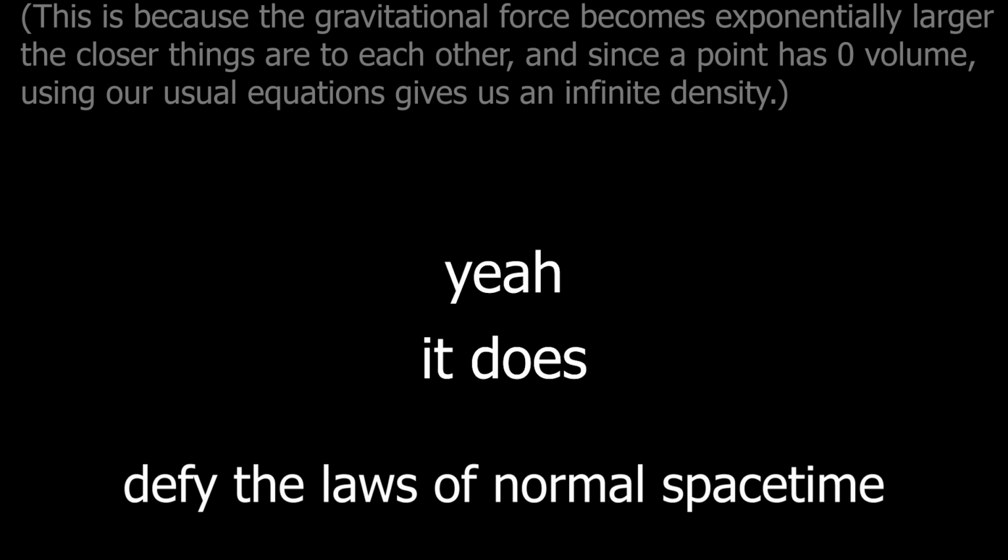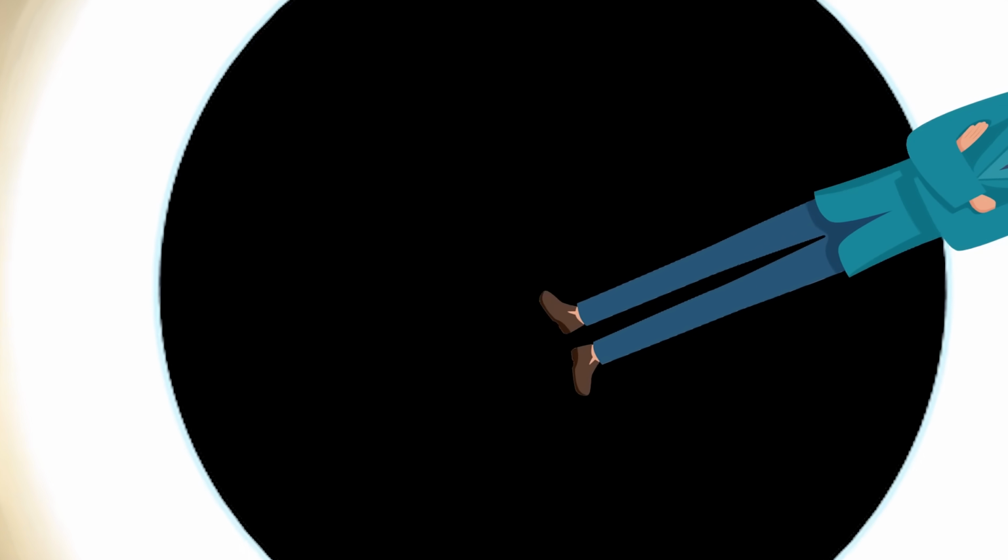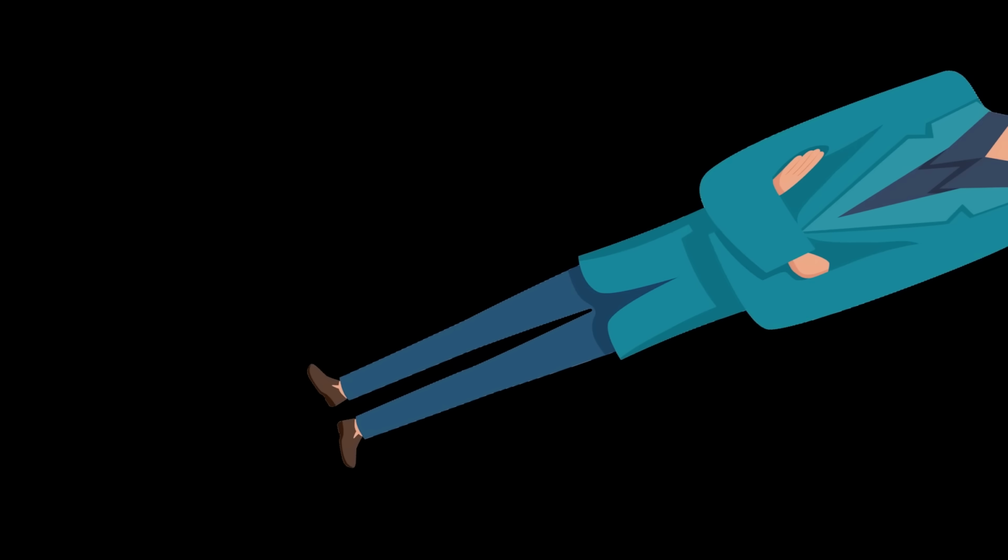And yeah, you're right, it does. When you look at a black hole, you actually see the event horizon, which is the area where light cannot escape, not the black hole itself. Also, if you jump into a black hole, you will get stretched out. This is, and I'm not even kidding, called spaghettification.